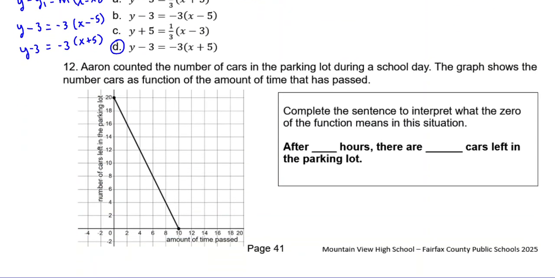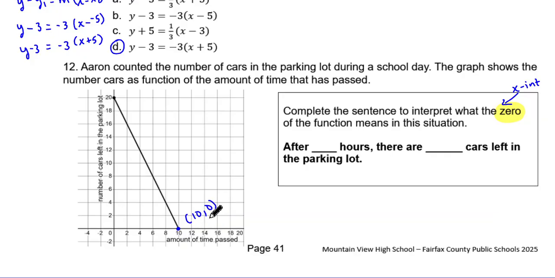All right, and then we have this word problem. It says, Aaron counted the number of cars in the parking lot during a school day. The graph shows the number of cars as a function of the amount of time that has passed. All right, so let's complete the sentence. Complete this sentence to interpret what the zero of the function is. So when we're looking at the zero of the function, we're looking at the x-intercept, only the x-intercept. So the x-intercept is right here, and it looks like it's at 10, 0.